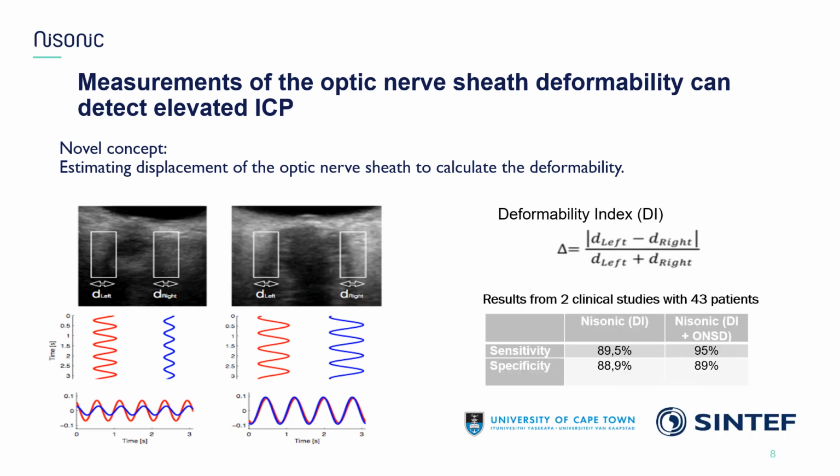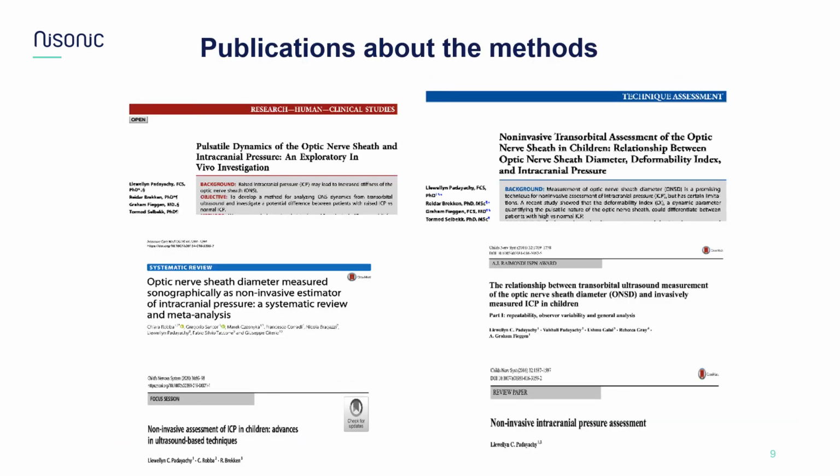The results in 2 studies performed on pediatric patients demonstrated indeed that the deformability index was able to separate between normal and increased ICP, both as a parameter alone and when combined with the optic nerve sheath diameter. Clinical studies regarding the use of the deformability index for detection of elevated ICP have been published in Neurosurgery and other neurosurgical journals.